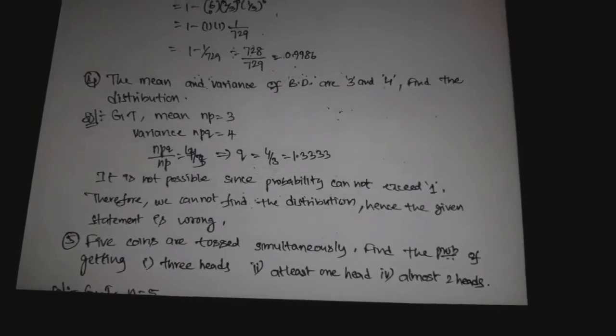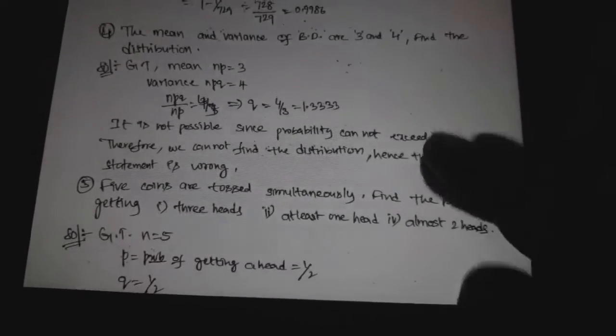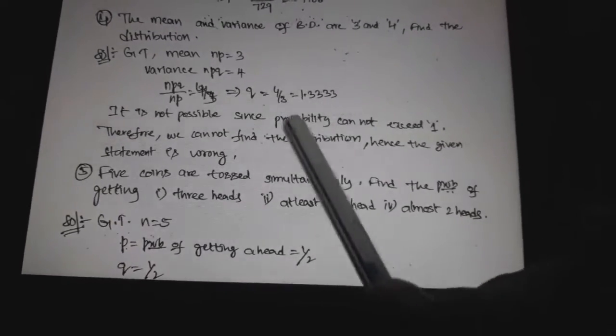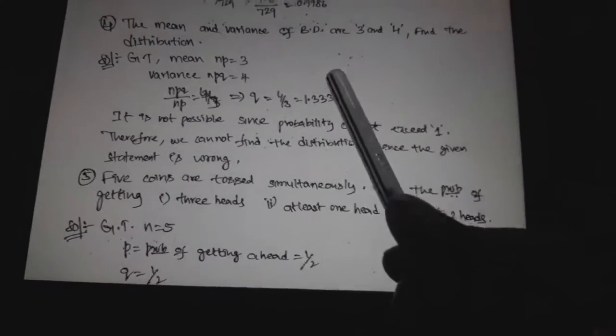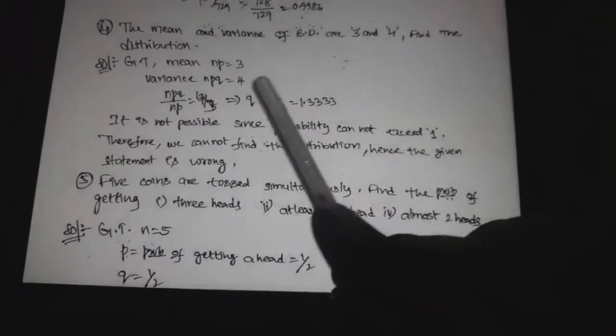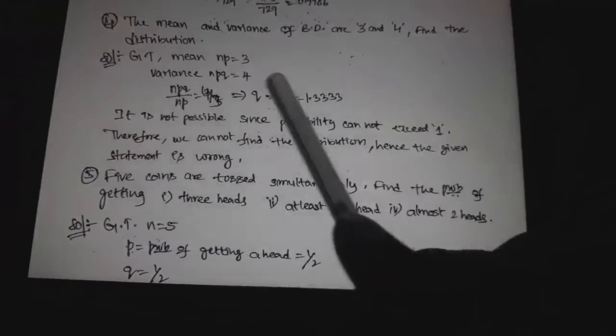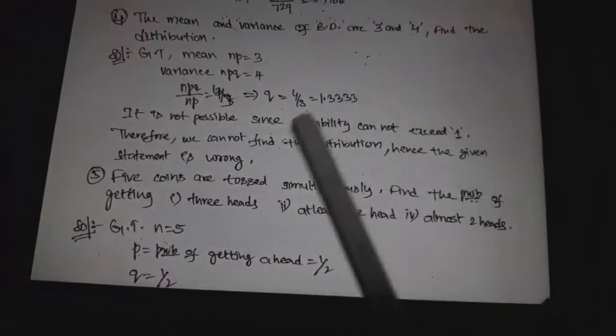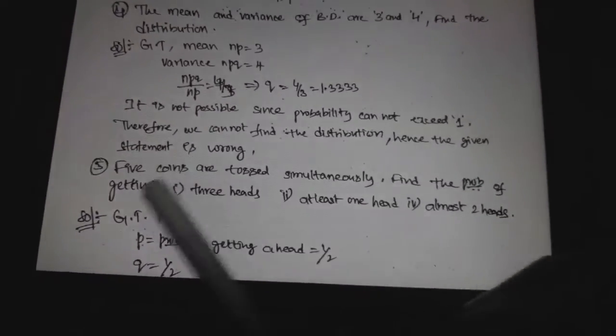The mean and variance of a binomial distribution are 3 and 4. Find the distribution. So np is 3 given, npq is 4 given. npq by np is 4 by 3, so q is 4/3, which is 1.333. This is the problem here: the q value is always less than 1, but here you get 1.333. That's why it's not possible, and the given data is not correct data.